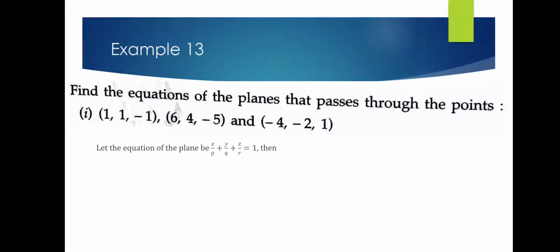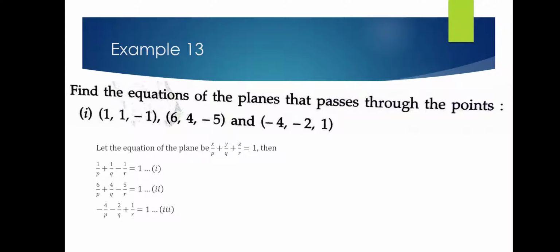Now, let me consider the equation of a plane in the intercept form, that is x by p plus y by q plus z by r equals 1. Now these 3 points are on the plane, so they must satisfy the equation. So I get 3 different equations. Now all I need to do is solve these 3 equations simultaneously.